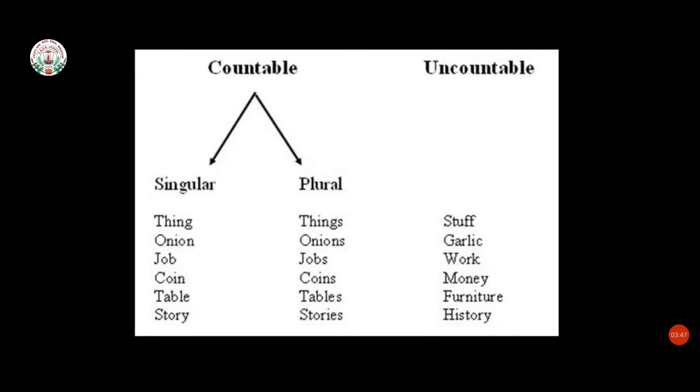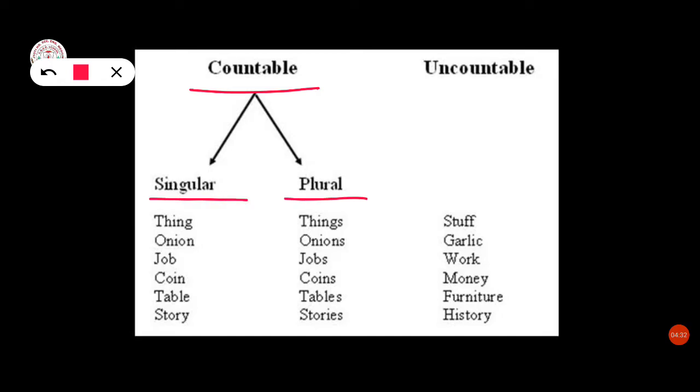First, a word that refers to a person, place, thing, event, substance or quality can be either countable or uncountable. Countable means the things that you can count easily. And uncountable means the things which you can't count, which will be hard for you to count. So we have two kinds of nouns, either countable nouns or uncountable nouns. Countable nouns have both singular and plural forms, while uncountable nouns can be used only in the singular form.